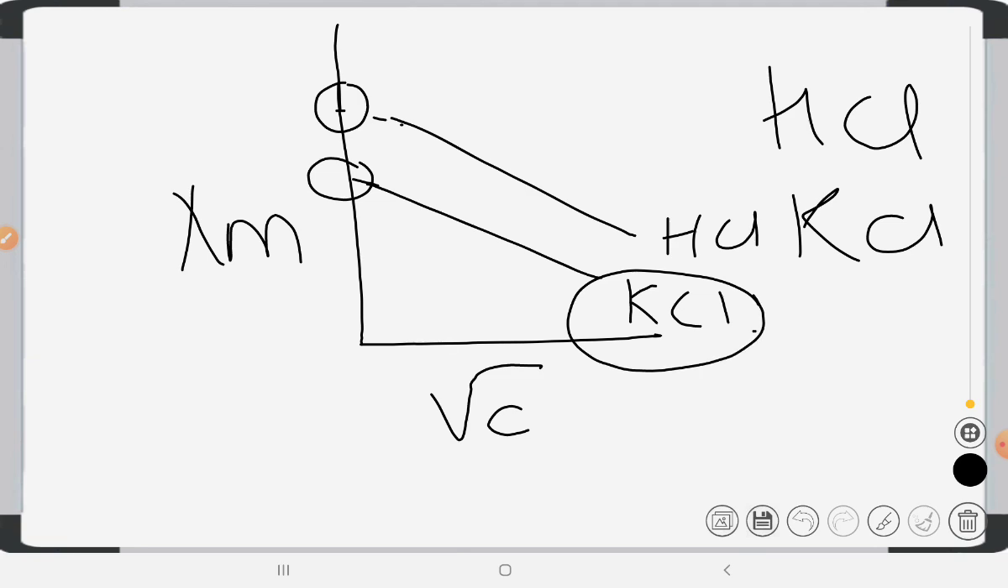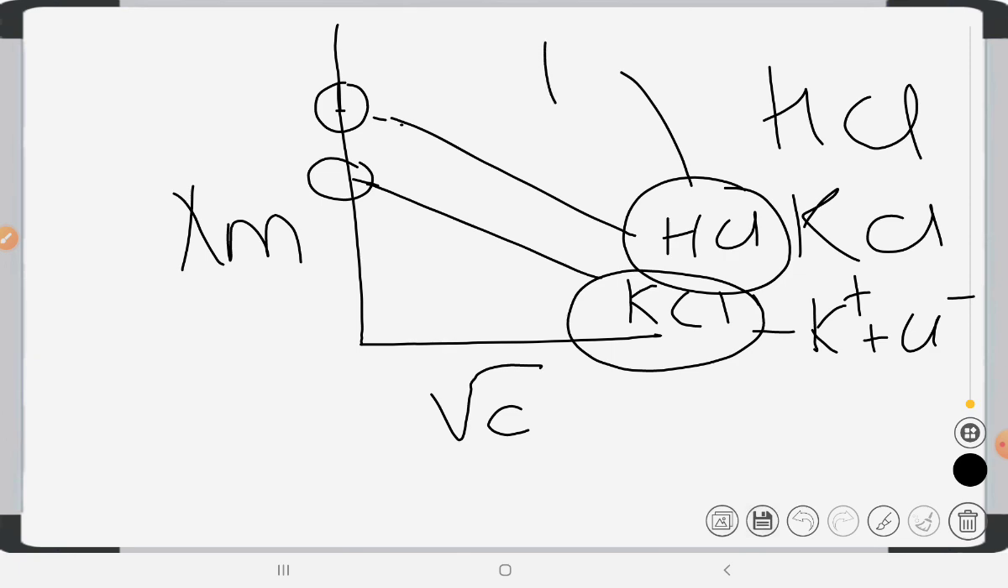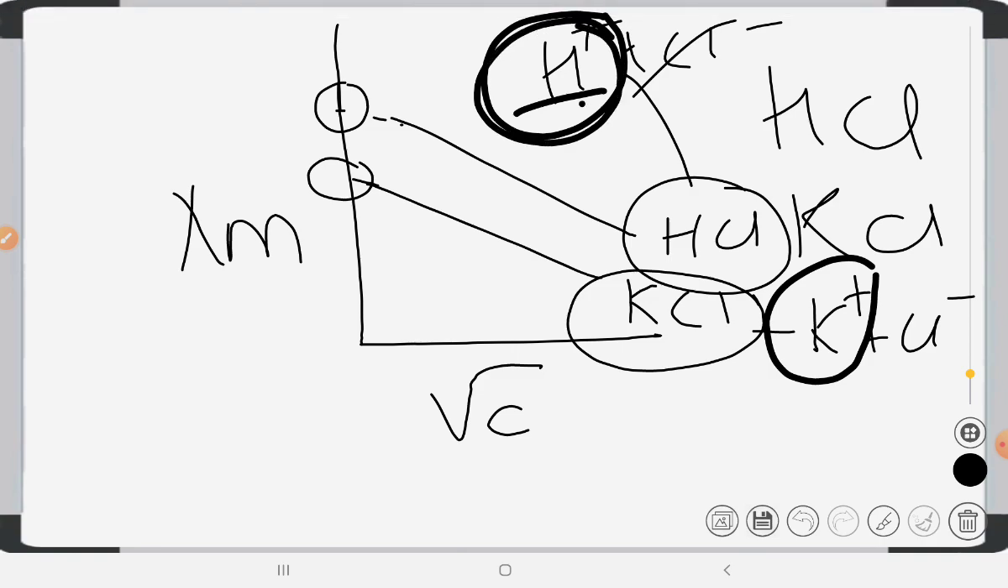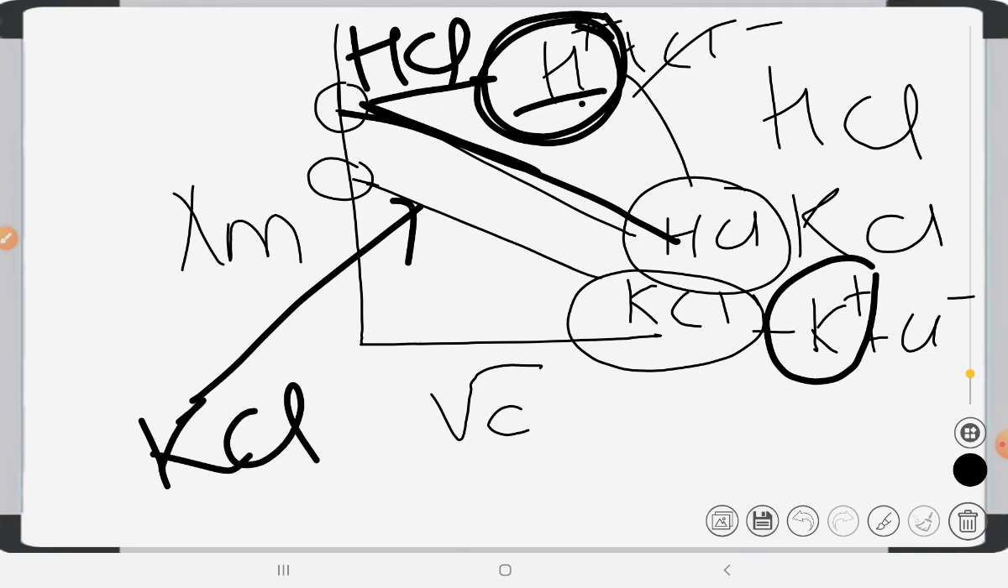Because KCl will dissociate into K+ and Cl-. HCl will dissociate into H+ and Cl-. Whose conductivity will be more? Cl- is common, so their conductivity will be the same. But if we look at K+ and H+, H+ is smaller, so it can be easily moved, and that's why the conductivity of H+ will be higher. That's why this one will be the HCl graph and the lower one will be the KCl graph. Understood? So this can also be asked.